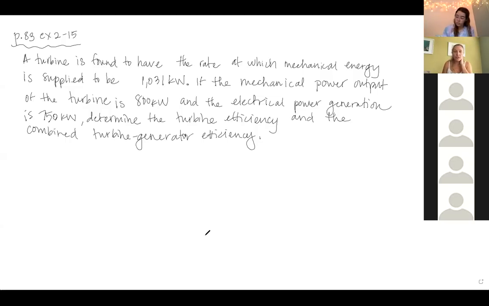So we're asked to find two efficiencies of this system that has a turbine and a generator. Water is flowing down from the lake at the top reservoir to the bottom reservoir, flowing through this turbine, and the turbine is spinning a shaft to generate energy through the generator. We know the total energy change of the system is 1,031 kilowatts, the power output of the turbine is 800 kilowatts, and the electrical power generation of the generator is 750 kilowatts. So we want to determine the efficiency of this turbine and of this turbine-generator combo.